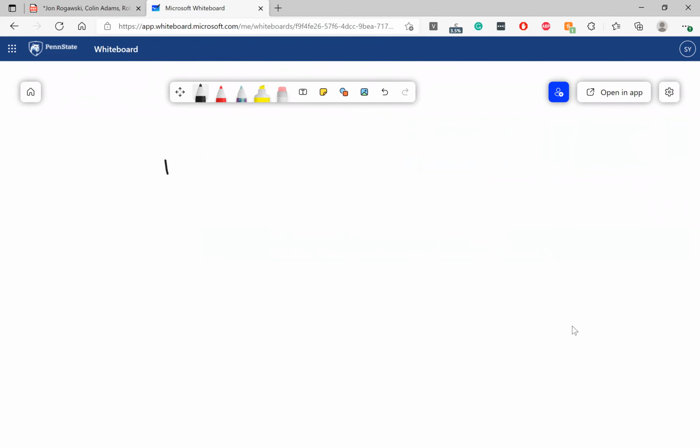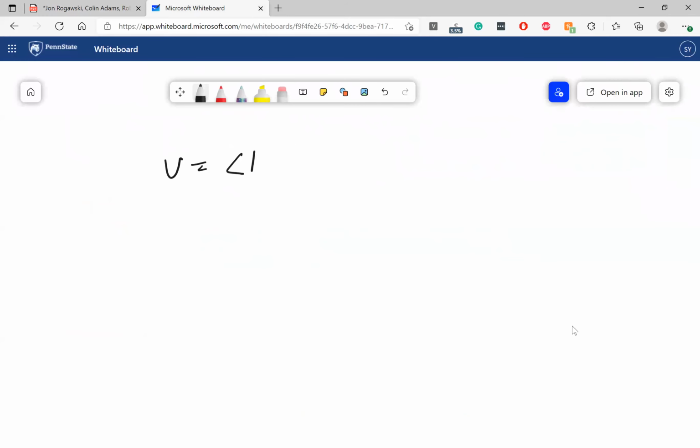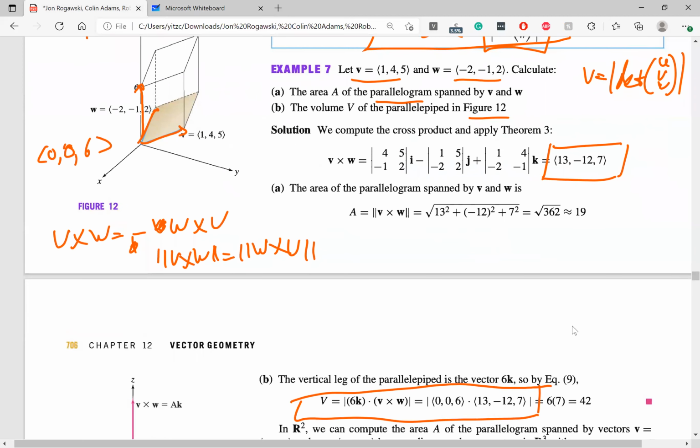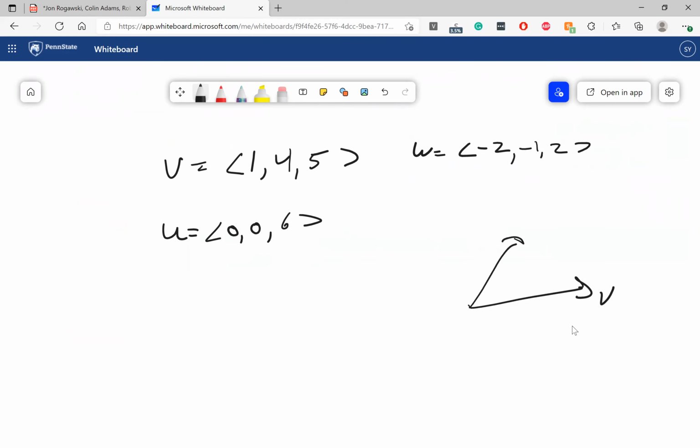So again, our V here is equal to 1, 4, 5. Our W is equal to -2, -1, and 2. And our, let's say, U is going to be equal to 0, 0, 6. So please take a couple of minutes and try to find the volume of the parallelepiped spanned by V, W, and U.